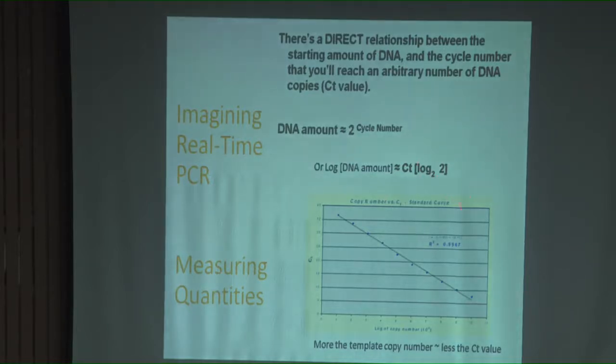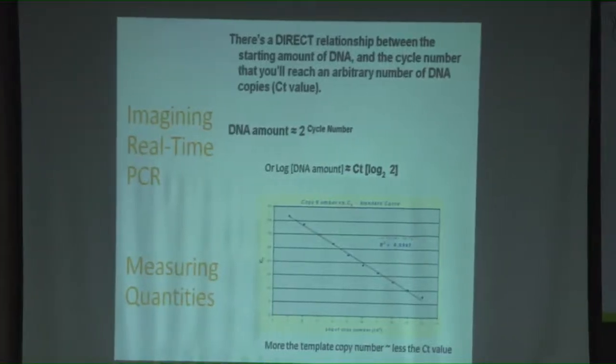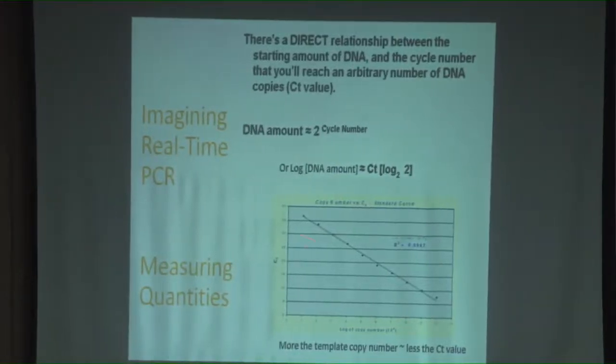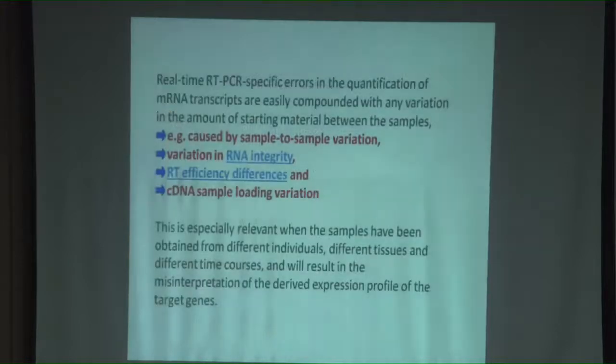The important message is that CT value is directly proportional to the log of DNA amount, and that gives you this kind of relationship. You see here, log of DNA amount means log of copy number, and CT value, if you plot, you get a straight line relationship. So, that is the important aspect.